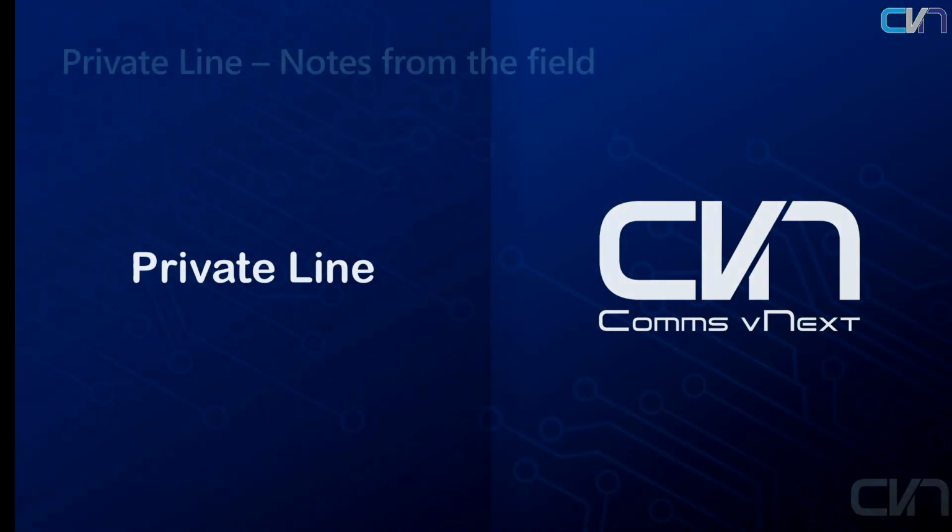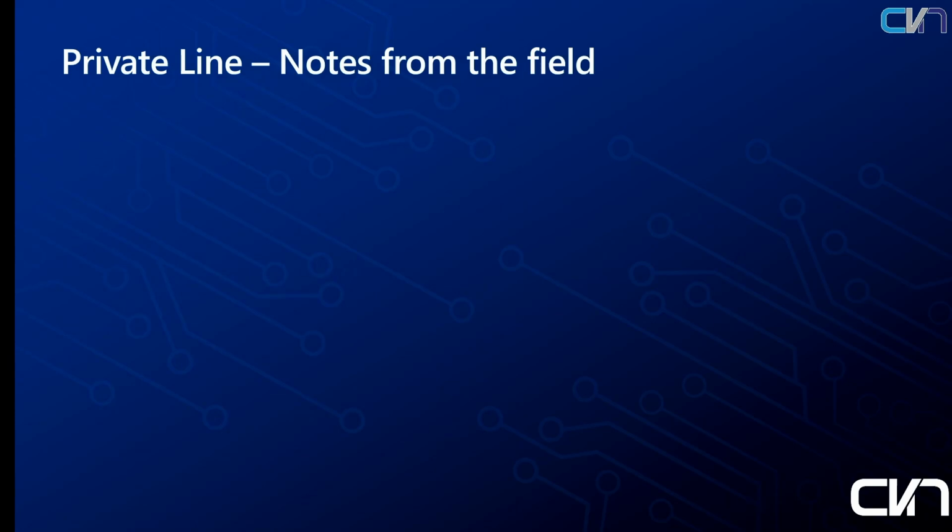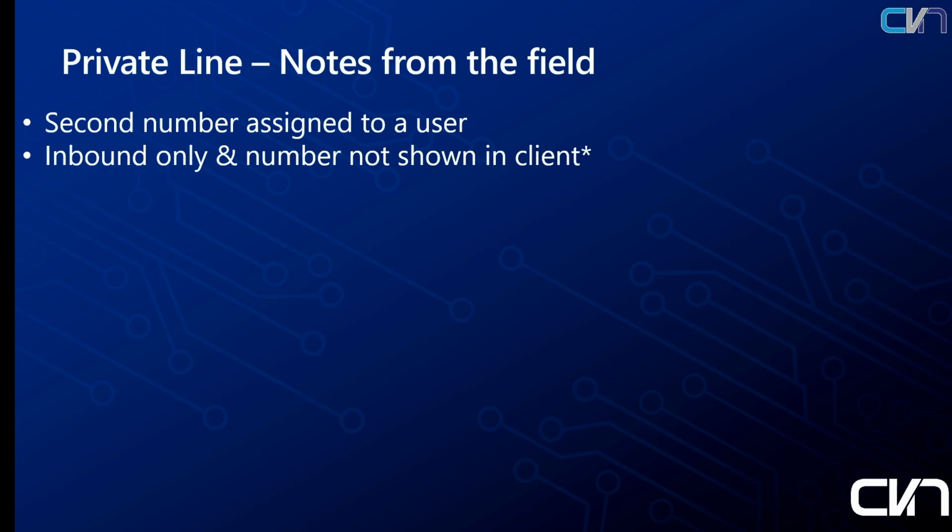Private line. Okay. So these are notes from the field with private line. It's all done in PowerShell. This is meant to be a secondary phone number for your users. So this is not meant to replace the primary number. This scenario is meant for inbound. The number is not shown in the client in any way.